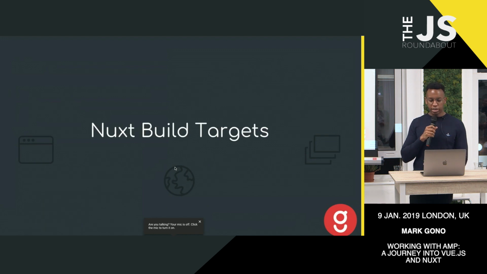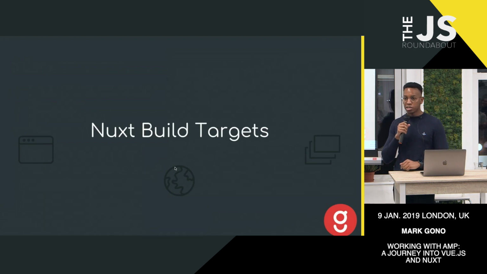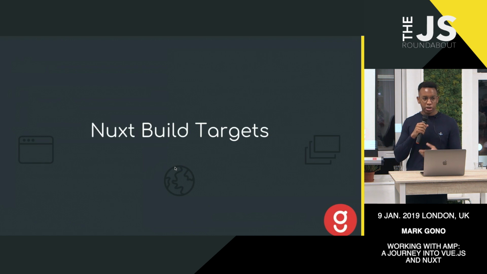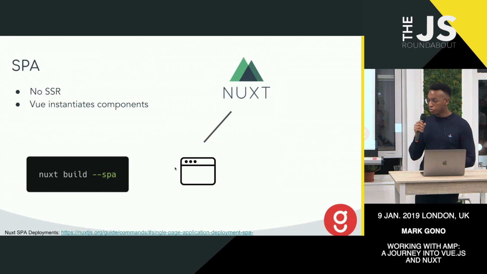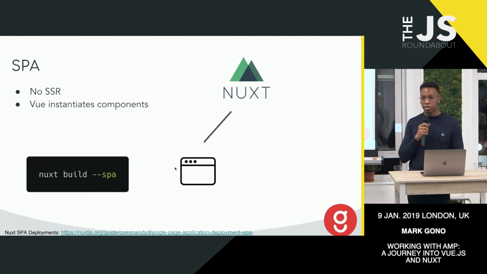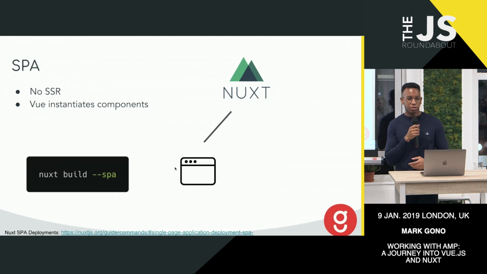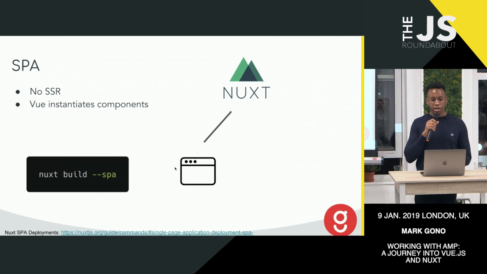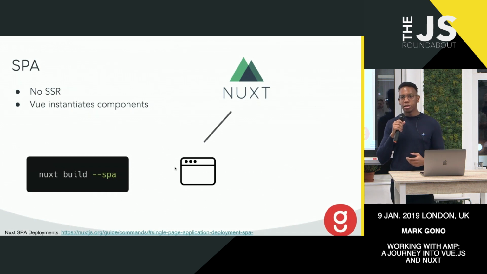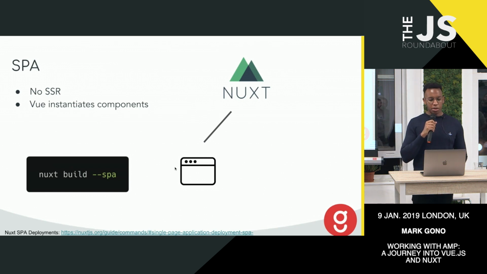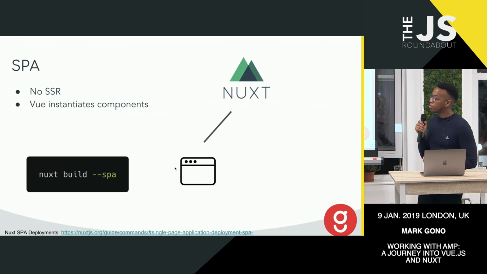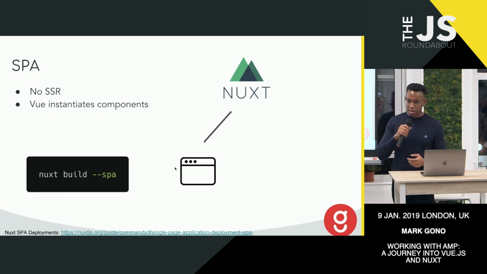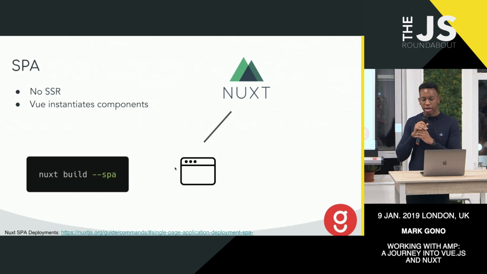But the actual build targets that Nuxt allows us to export to, so we've created an application, we're looking to actually serve that application. There are 3 different ways that Nuxt allows us to do it. The first of which is an SPA. So we can generate an SPA from our application. So this is no server-side rendering. Vue will instantiate the components when the page is loaded. And all we have to do to generate an application that does that is just type nuxt build with the SPA flag. And that will tell Nuxt to generate an SPA for us.